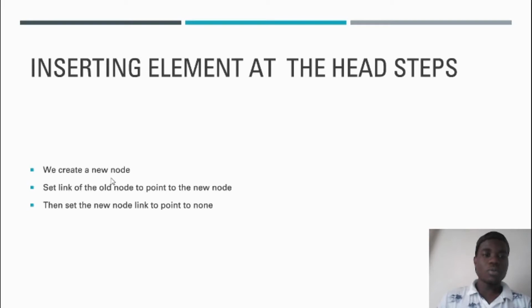So we create a new node, and then we set the link of the old node to point to the new node. So this link of the old node is the what? Is the previous last node, and then we set it to what? The new node. And then thereafter we set the new node to link or to point to none, right? So now let's go back to our text editor and then try implementing these steps.